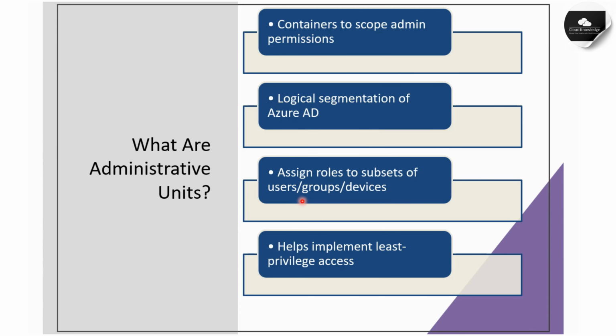We have created a logical boundary, and with logical segmentation, the second point, we can bifurcate the users and the admins so they manage only their scoped users. That is the main reason, and it controls our least privilege also. We can manage our users within that area. So that is the administrative unit that we can create from here.